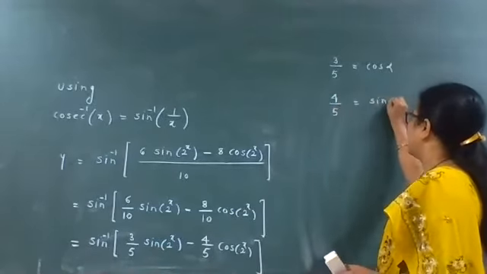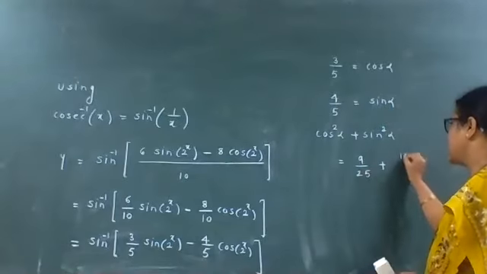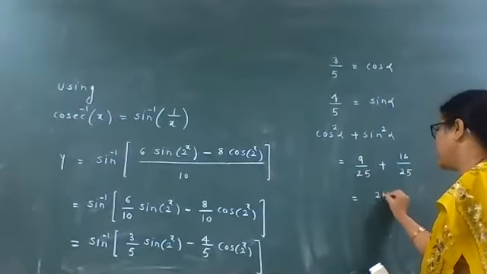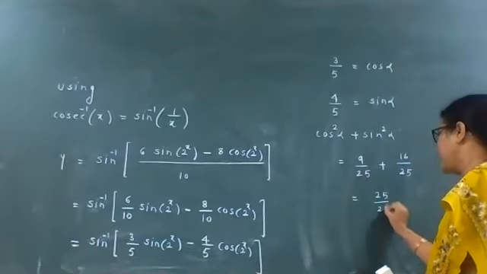And now check what is cos square alpha plus sin square alpha. 9 upon 25 plus 16 upon 25 is equal to 25 upon 25. It is 1.